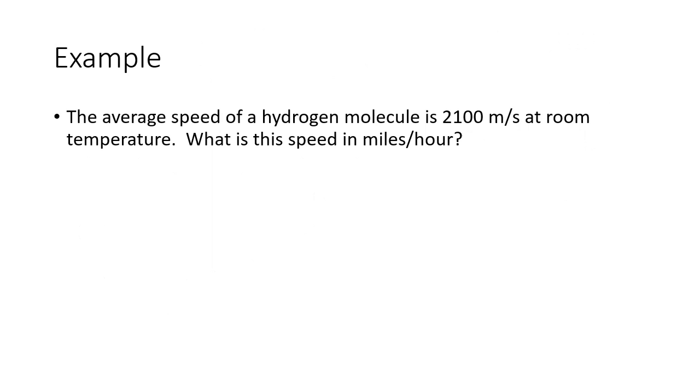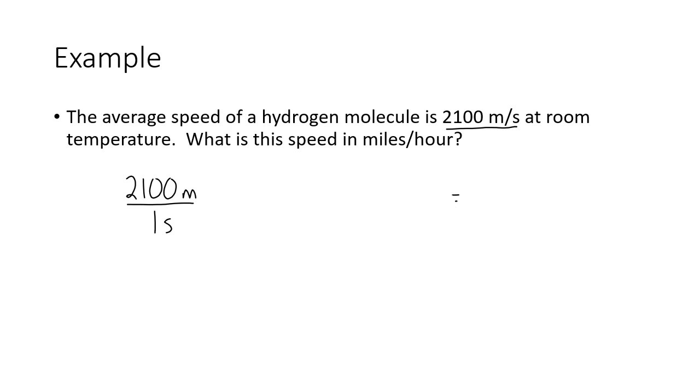The average speed of a hydrogen molecule is 2100 meters per second at room temperature. What is the speed in miles per hour? The first thing we're going to do is identify the known value, which is 2100 meters per second. It may be helpful to write this as a ratio to start the problem. There are 2100 meters in every 1 second of travel.